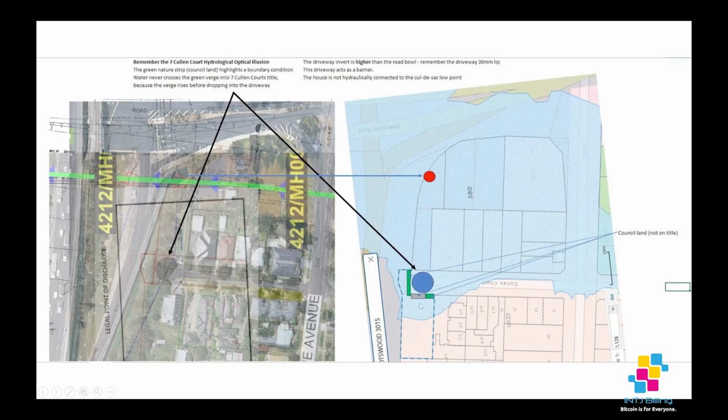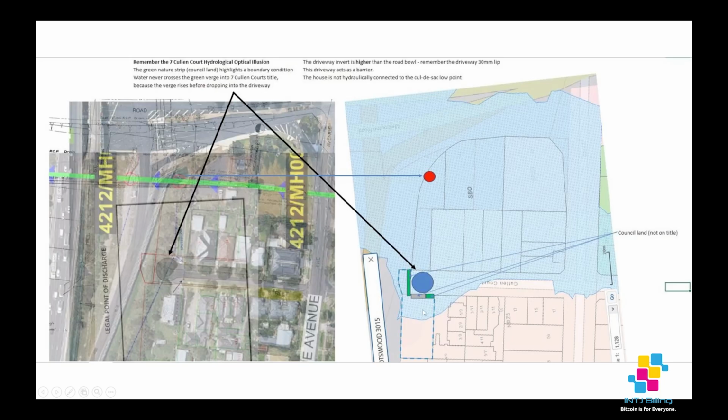Remember the green nature strip from council here. Here's our TRZ2 zone block. Green nature strip here. We've got a section of the driveway. These are not on title. Here's 7 Cullen Court. You can see that the polygon extends over 7 Cullen Court and part of 9 Cullen Court as well. Here's our Cullen Court bowl, which is here.